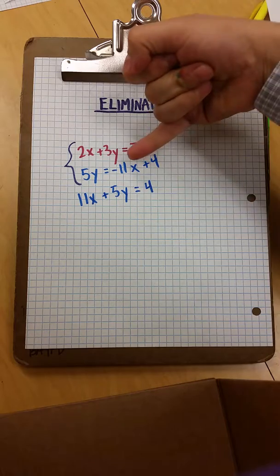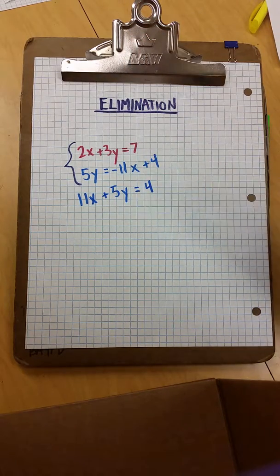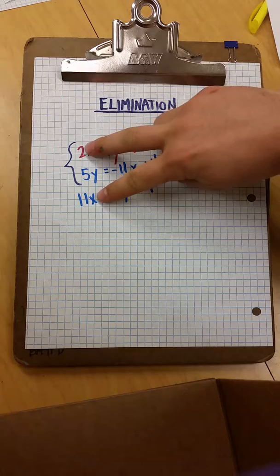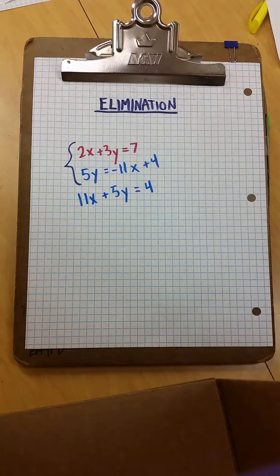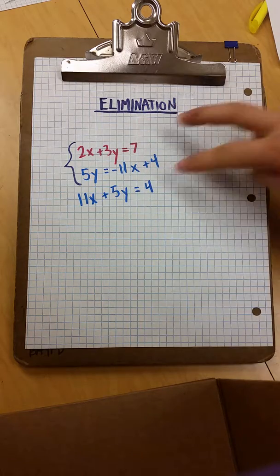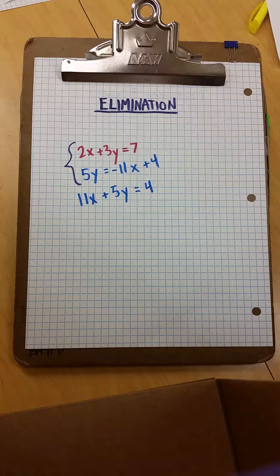By throwing the negative 11x to the other side of the equal sign, we can get our equation in standard form. The next thing we need to do is make sure that the coefficients are the same so we can eliminate. 2 and 11, 3 and 5. We have to decide which of the coefficients we want to get the same. In this case, let's pick the 3 and the 5.